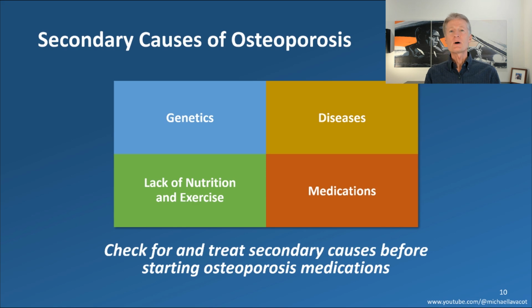And there's also a class of medications that can be hard on bones, and you'll lose bone density. The steroids are big on doing that. So you want to make sure you check and treat any secondary causes of osteoporosis so the medications will work better, assuming you have to take one.